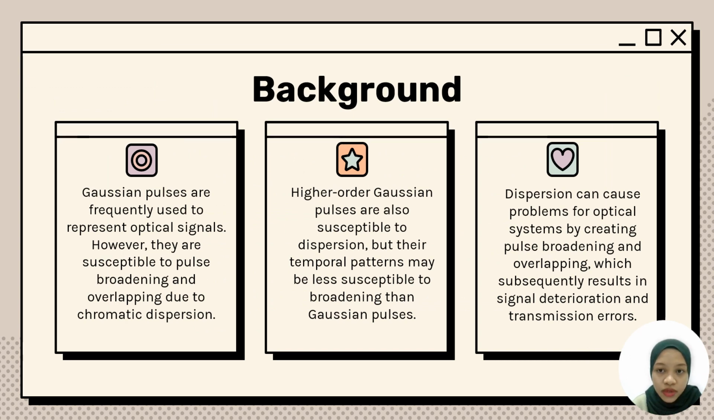Gaussian pulses are frequently used to represent optical signals. However, they are susceptible to pulse broadening and overlapping due to chromatic dispersion. Higher order Gaussian pulses are also susceptible to dispersion, but their temporal patterns may be less susceptible to broadening than Gaussian pulses. Dispersion can cause problems for optical systems by creating pulse broadening and overlapping, which subsequently result in signal deterioration and transmission error.